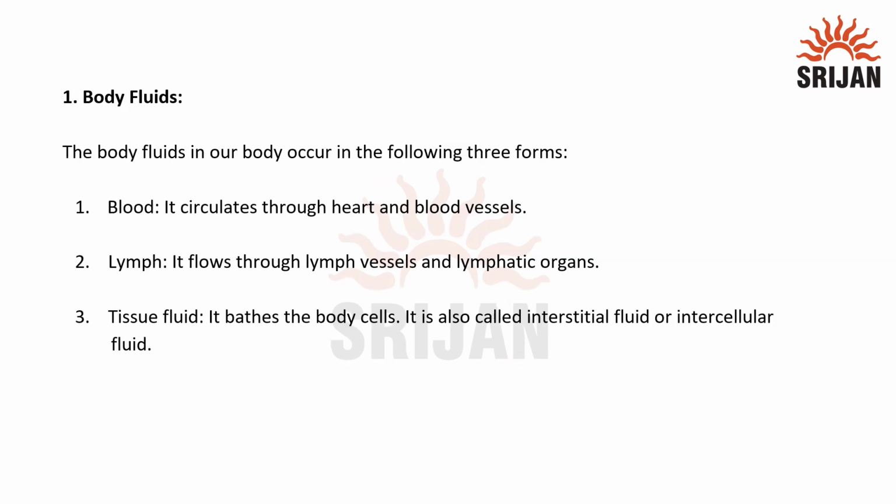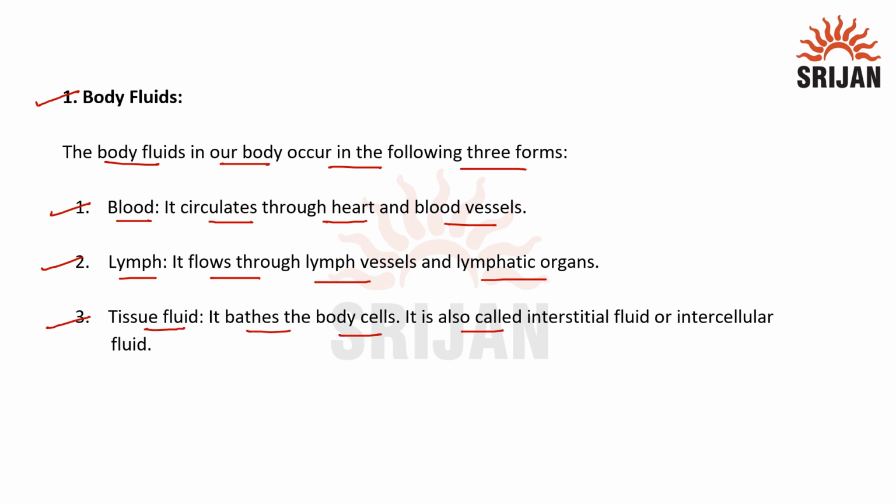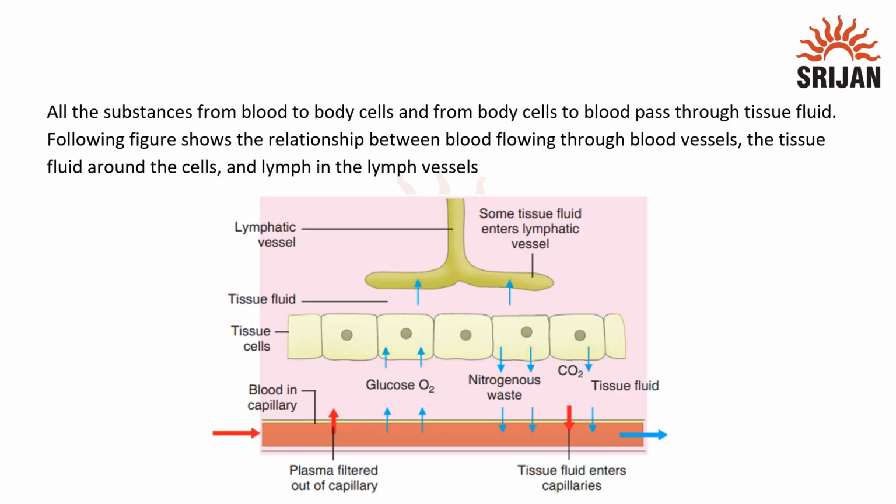Now let's understand about body fluids. The body fluids in our body occur in the following three forms. First, blood. It circulates through heart and blood vessels. Second, lymph. It flows through lymph vessels and lymphatic organs. Third, tissue fluid. It bathes the body cells. It is also called as interstitial fluid or intercellular fluid. All the substances from blood to the body cells and from body cells to the blood pass through tissue fluid.